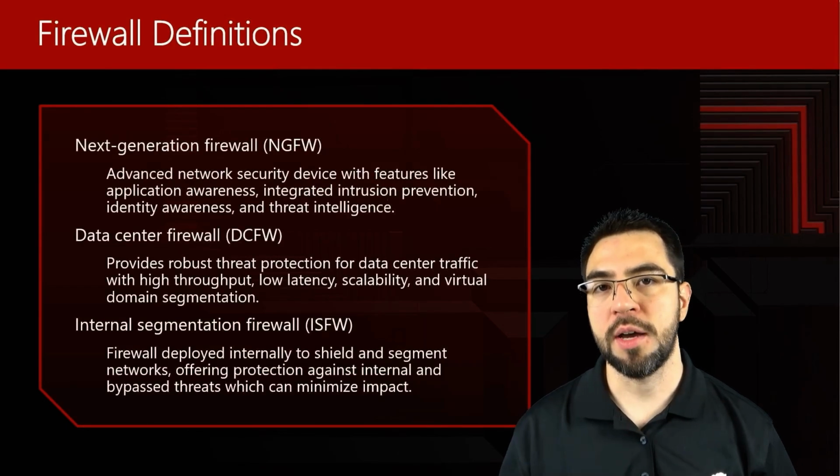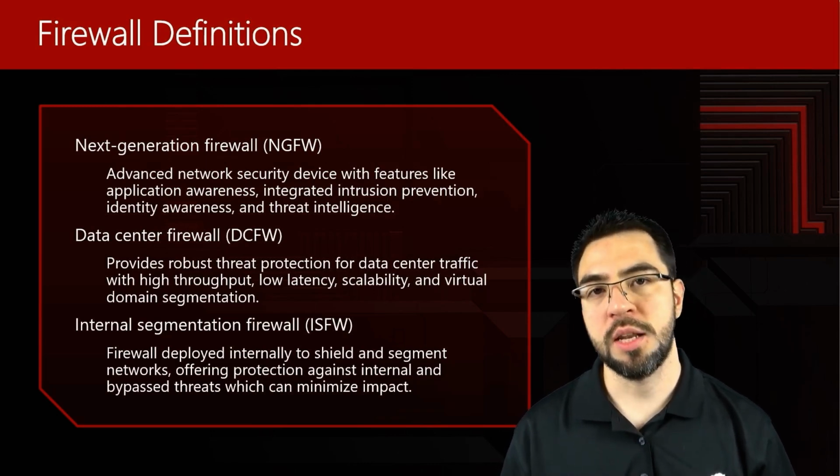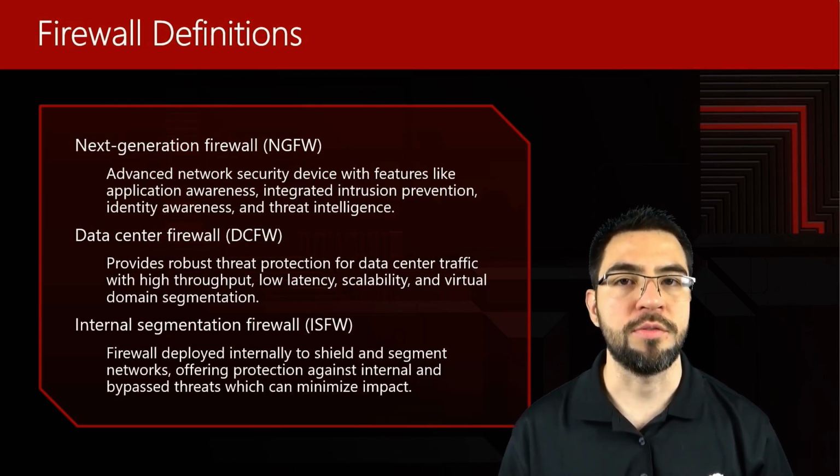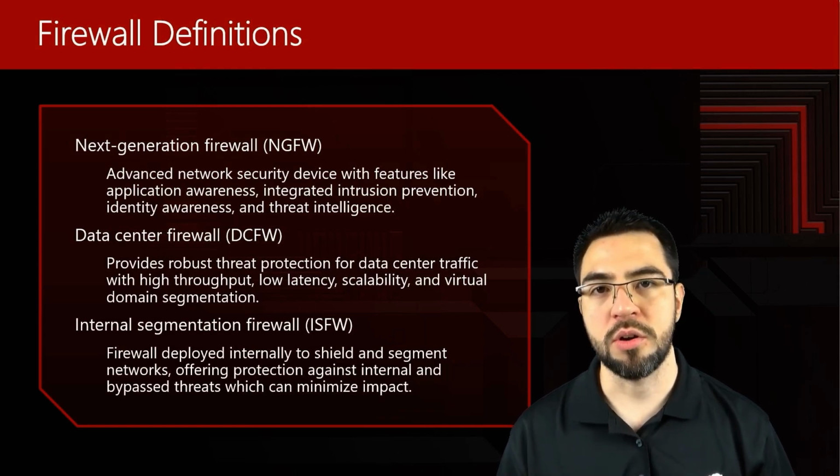Fortinet likes to define three types of firewalls depending on the role and their position on the network. The first one is the next generation firewall. It's going to be our first wall of protection against attacks, and it's also going to provide internet access to our infrastructure. The second one, depending on your size, is going to be a data center firewall.